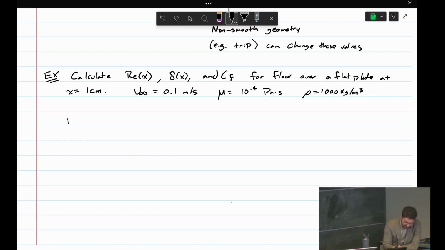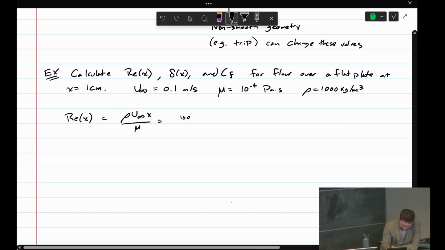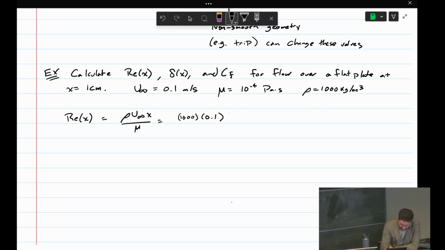Okay. This is really just plugging into the above formulas. So the Reynolds number is rho u infinity x over mu. That's 1,000 times 0.1 meters per second times 0.01 meters. This gives us a local Reynolds number of 10 to the 4.